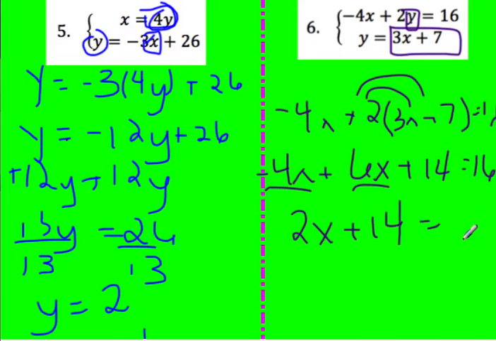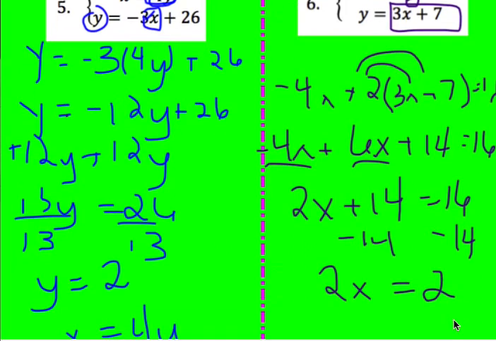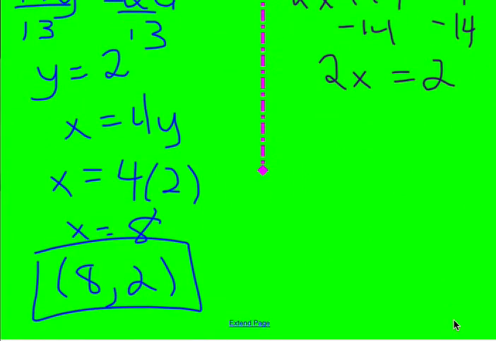So now I need to get my 14 over to the other side. I'm going to subtract 14 from both sides. So I get 2x is equal to 2. Now I need to solve for x. Since that 2 is being multiplied by the x, I'm going to divide both sides by 2, and I get that x is equal to 1.